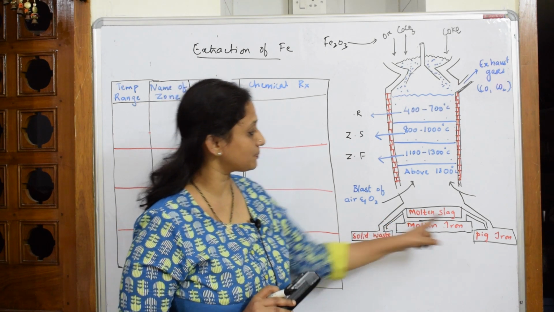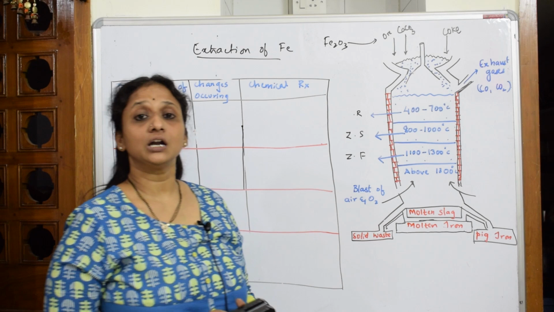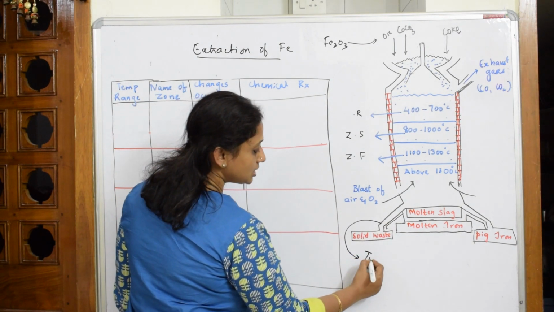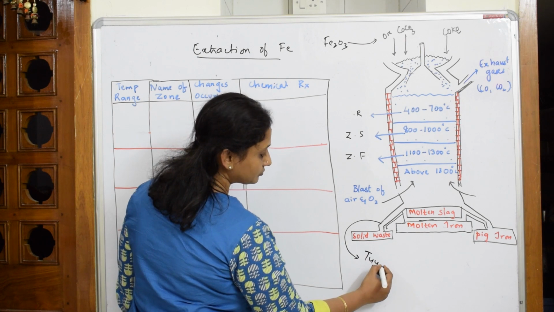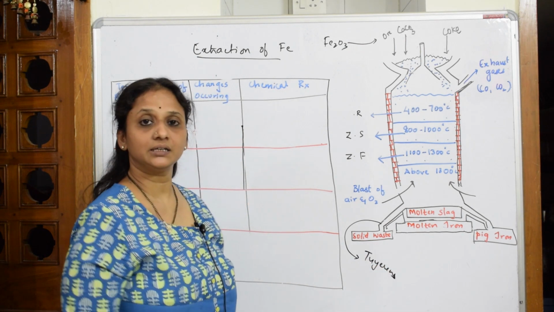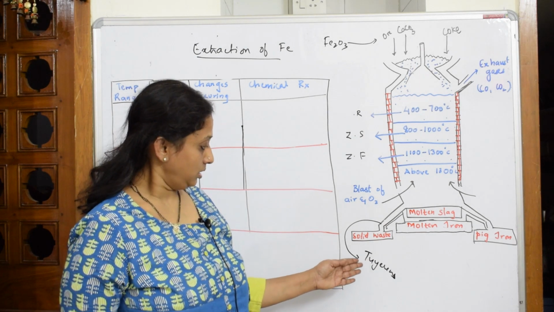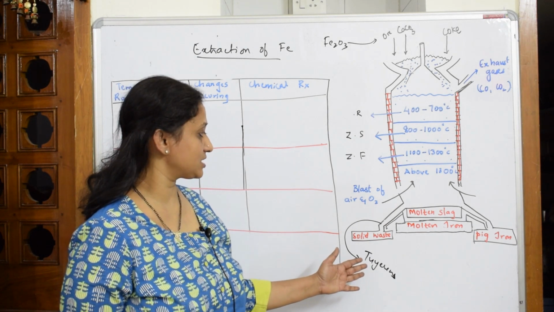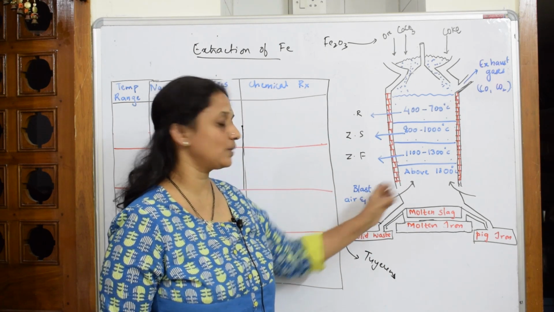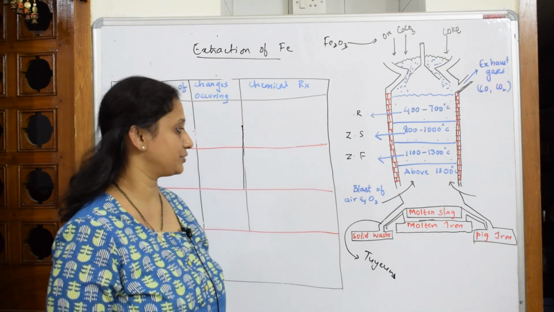After these zones, when we come down, there is an important thing you have to remember. The lower part of the shaft is called Tuyere. This is where the blast of air or oxygen which is required enters into the furnace.